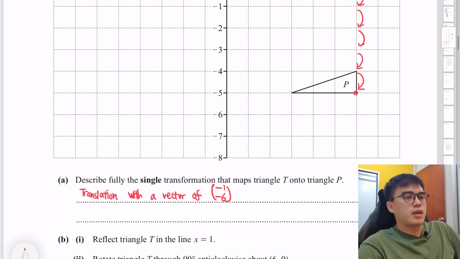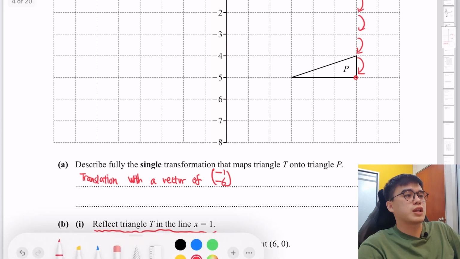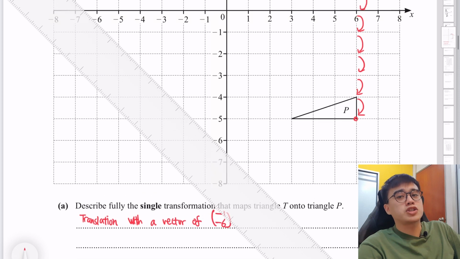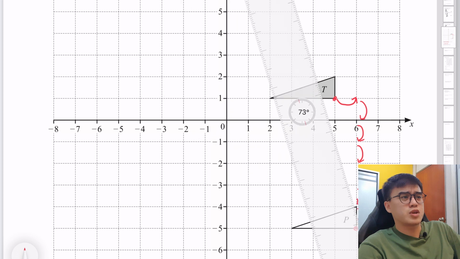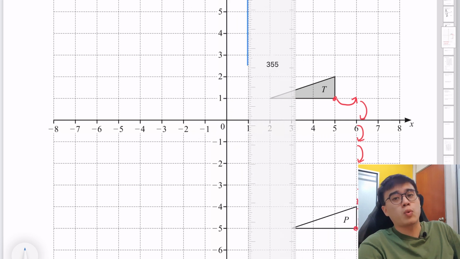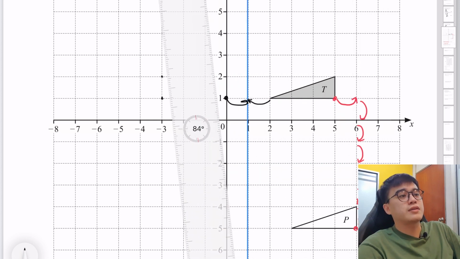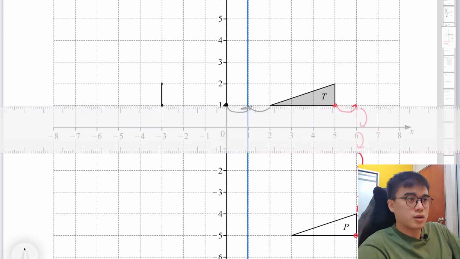Part B, number 1, reflect triangle T in the line x equals 1. So I try to draw a line here, a blue line. You're required to imagine that this blue line is a piece of mirror. So the distance between the point at 2, 1 is actually the same distance to the image. Through that, I'm able to trace my first point located at 0, 1. Then I calculate 3 steps to the left-hand side, 1 step up, and I'm able to construct this triangle over here.